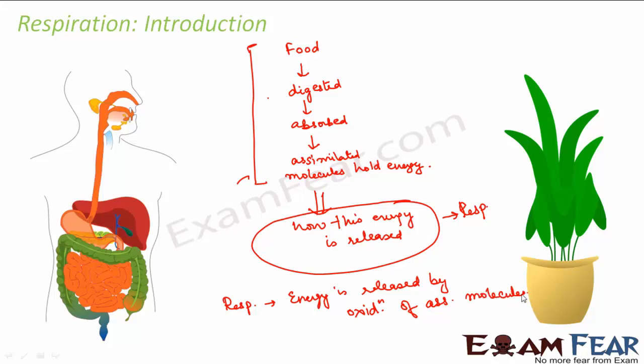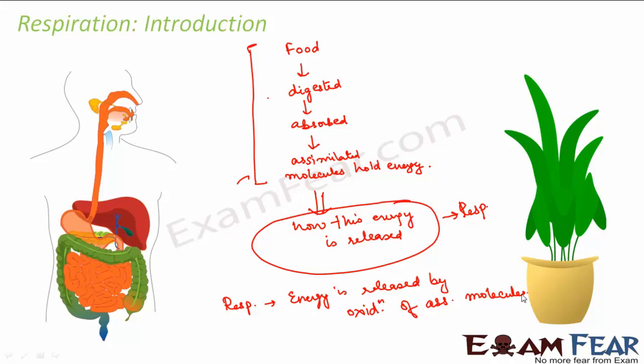Now how will oxidation take place? For oxidation of these molecules we will need oxygen. So how do we get that oxygen? Oxygen is present in the atmosphere, that we all know, right? There is 21% oxygen present in the atmosphere. So we need to take that oxygen from the atmosphere. Respiration will talk about this exchange of gases.